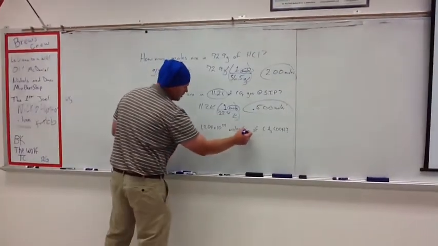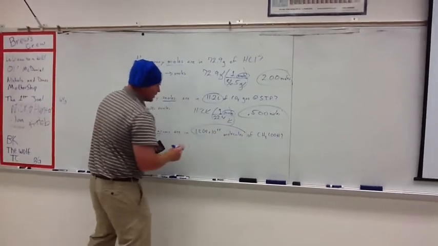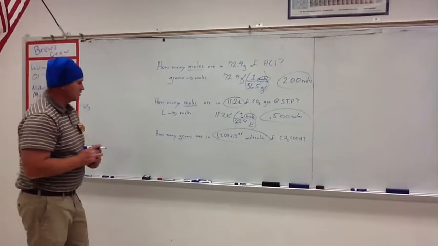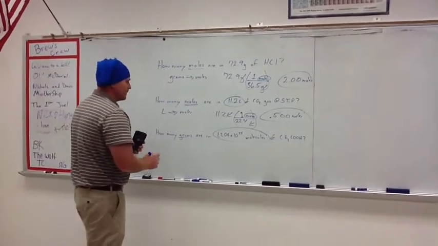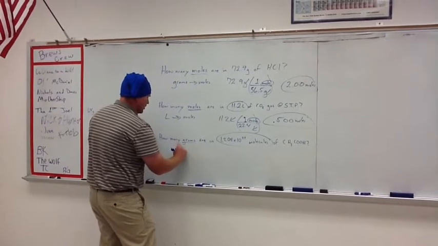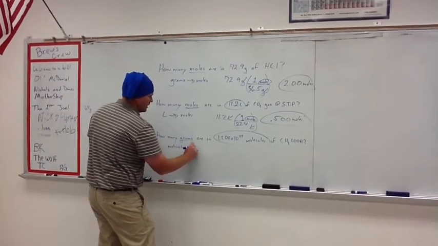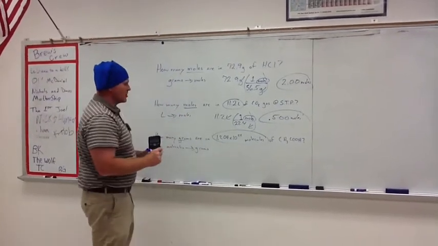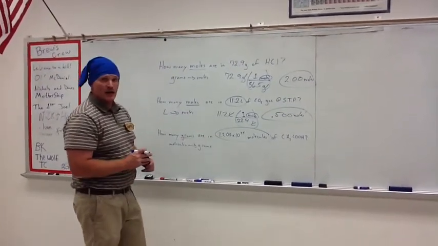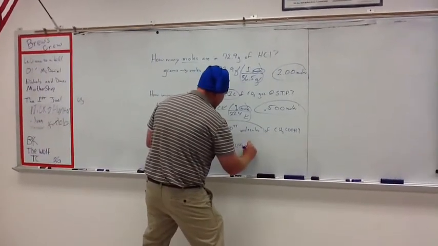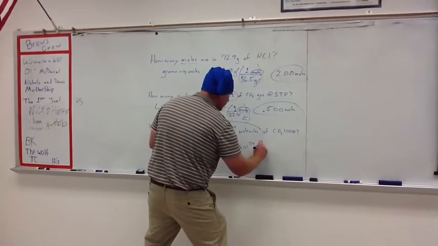And we start with molecules. 1.204 times 10 to the 24th molecules. So let's see what we have here. So I'm going from molecules into grams. So here's how I'm going to start it off. I'm going to start off with what I know. 1.204 times 10 to the 24th molecules.